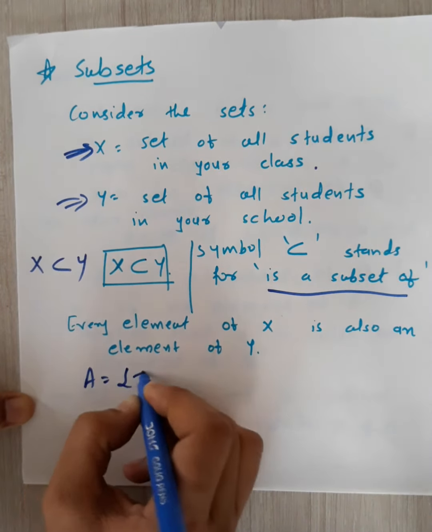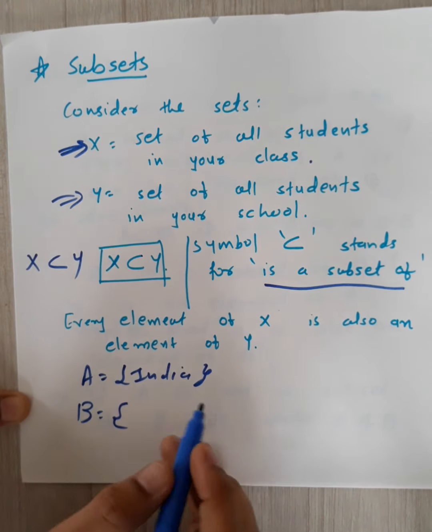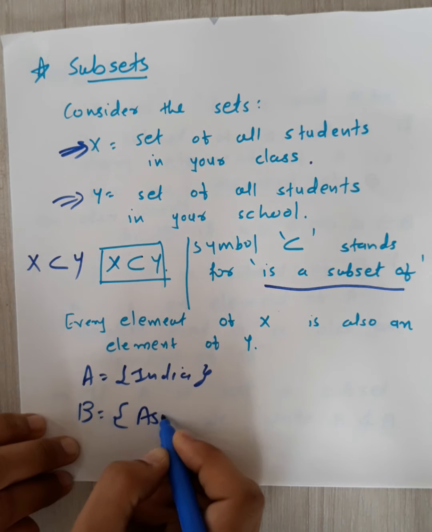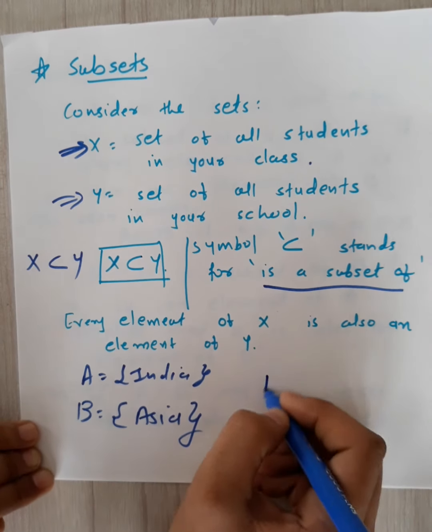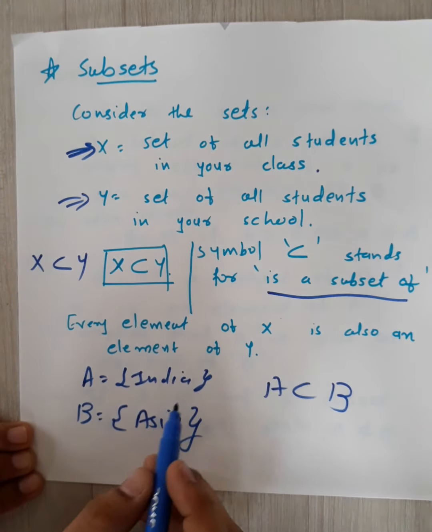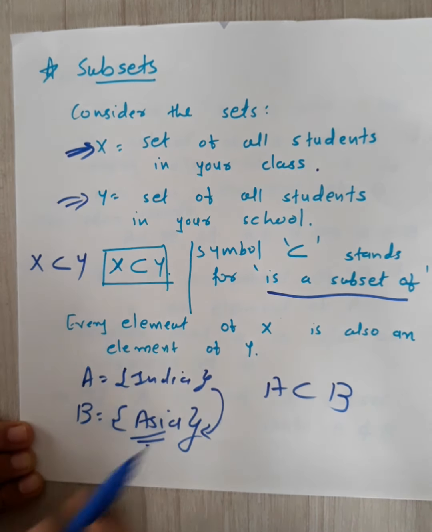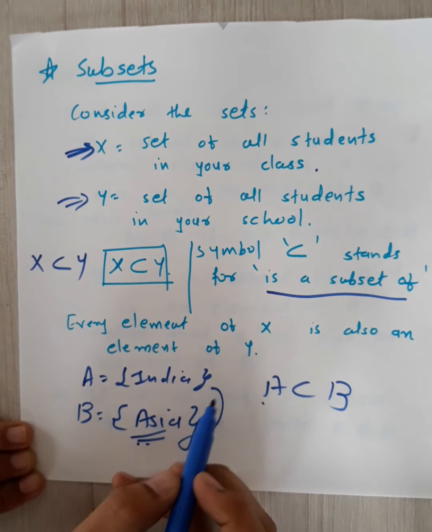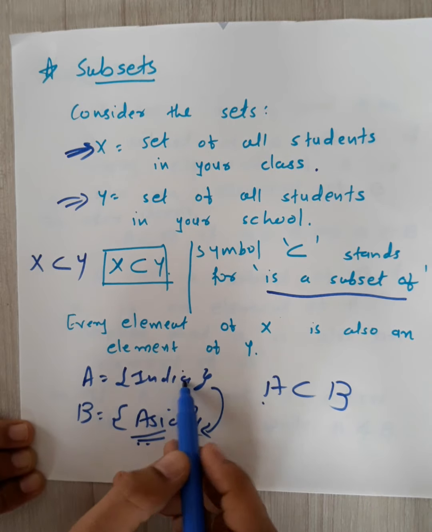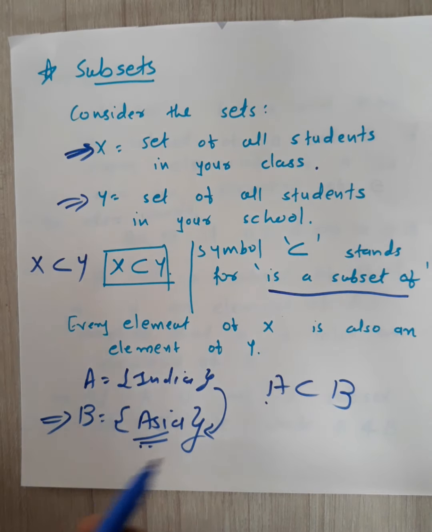Your set is India. A is equal to India and B is equal to Asia. Now tell me, is A a subset of B or not? Yes, A is a subset of B because India is one of the countries in Asia. No matter there are many countries in Asia apart from India, but India is a country of Asia. So we can write A is a subset of B because every element of A is present in B. That's why it is called A is a subset of B.